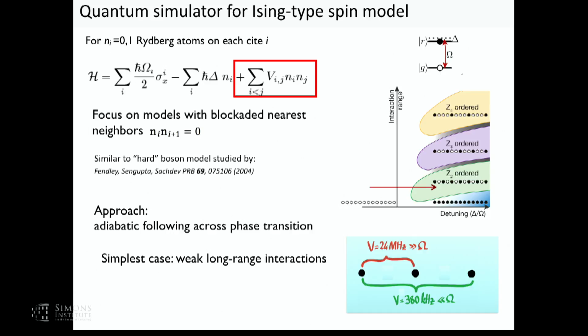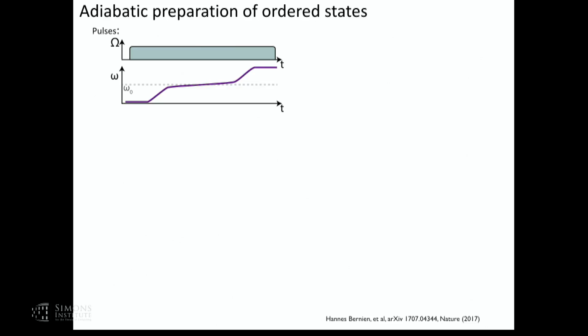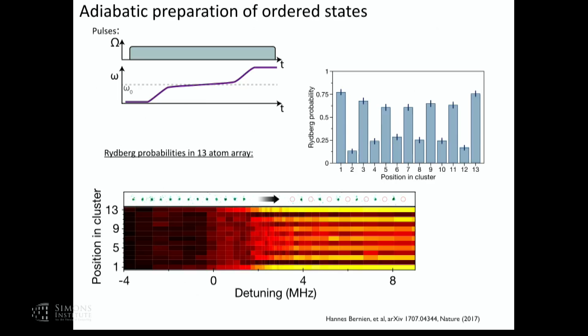So let's first focus on the case of weak long-range interactions. The nearest neighbors are blockaded, and the interaction between the second nearest neighbors will be much smaller than the Rabi frequency. So this is basically the procedure: we turn on our laser pulse with negative detuning, approach zero detuning, then go slowly here, go into hopefully another phase, and just take a picture of the atoms. And here is one example, an array of 13 atoms.